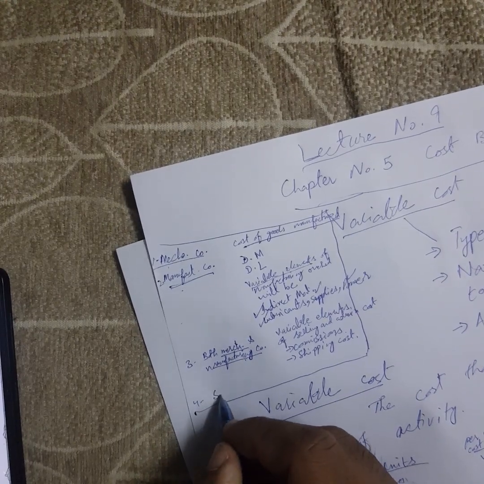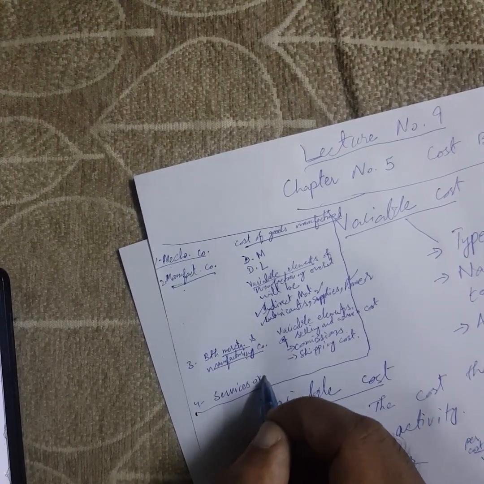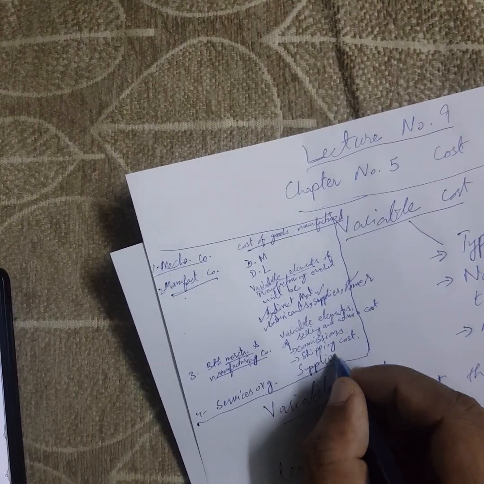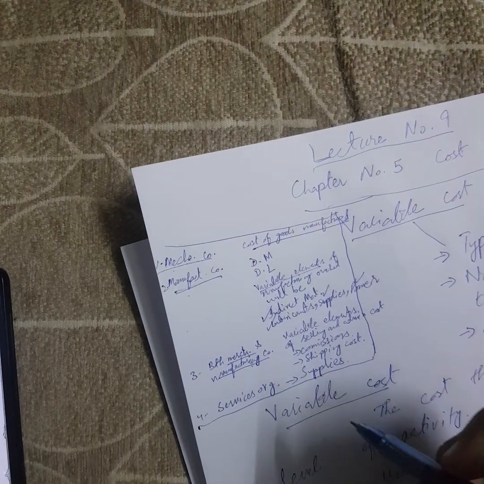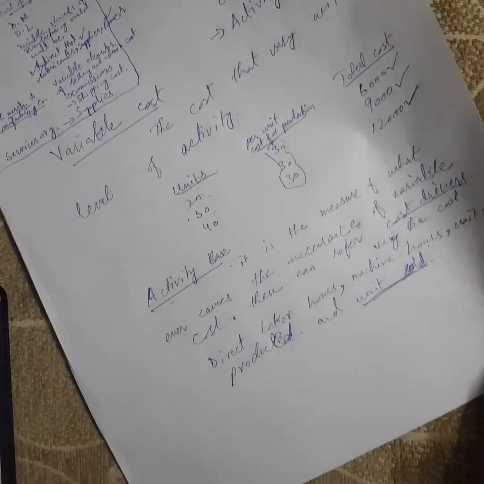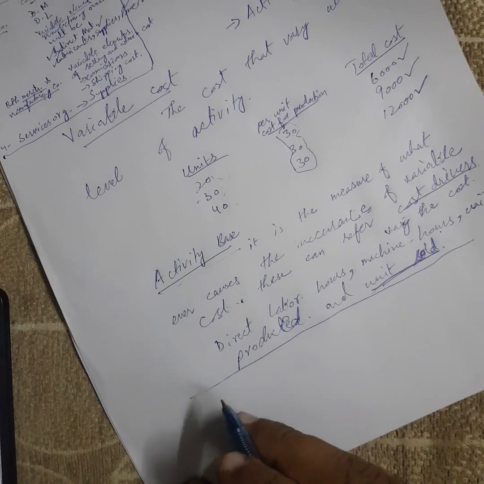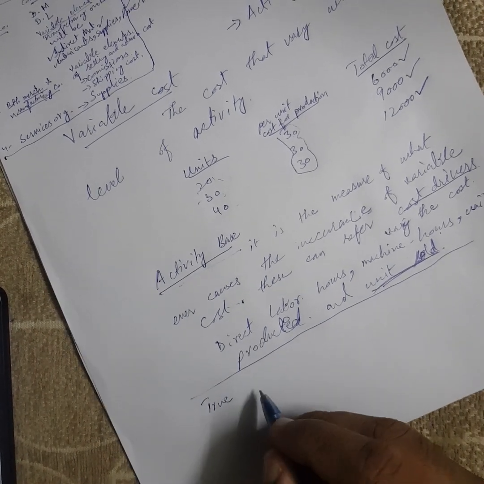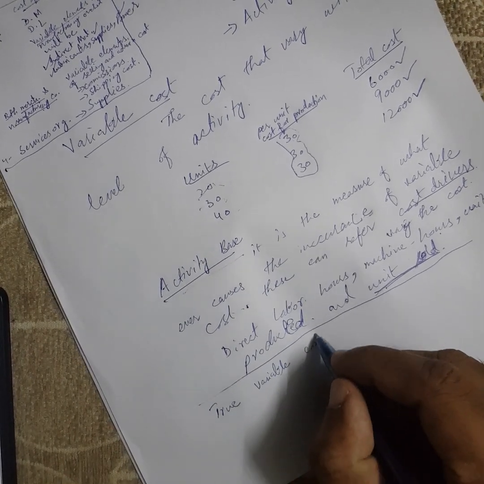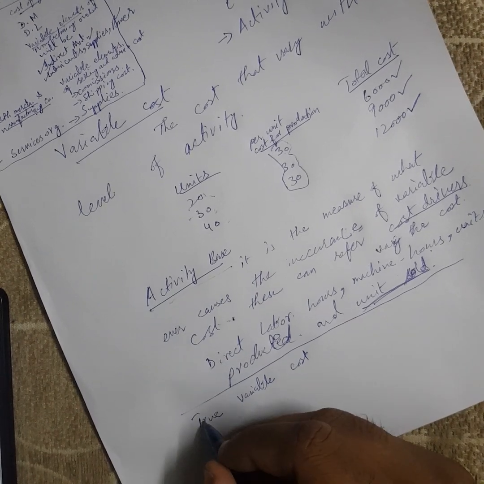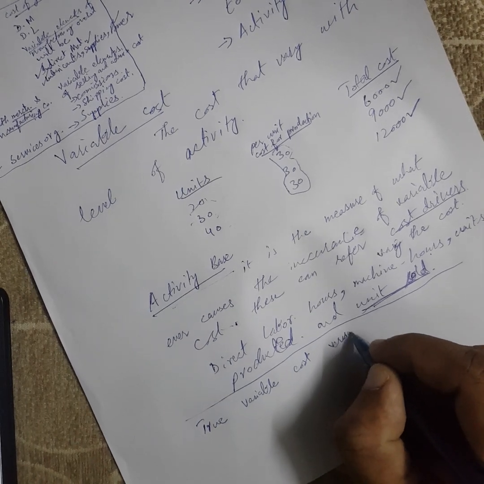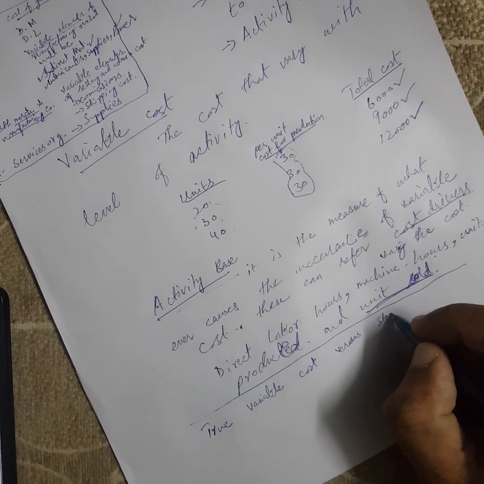Fourth type of organization is services organization. In that, the variable cost can only be part of supplies. With respect to supplies, our variable cost exists. Then comes true variable cost versus step variable cost.